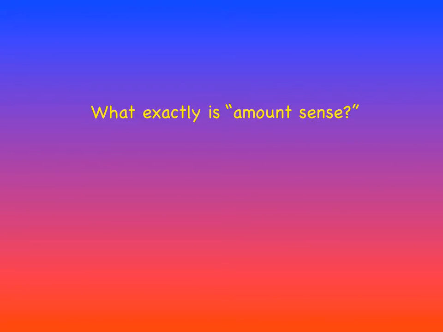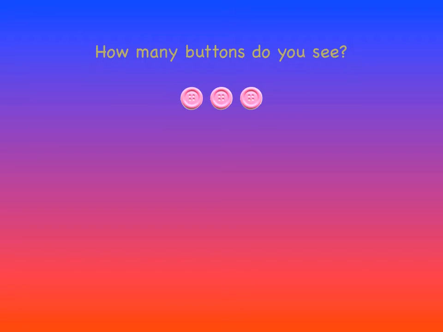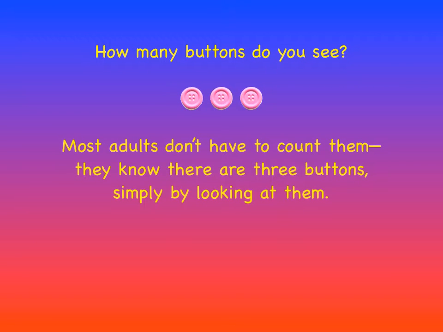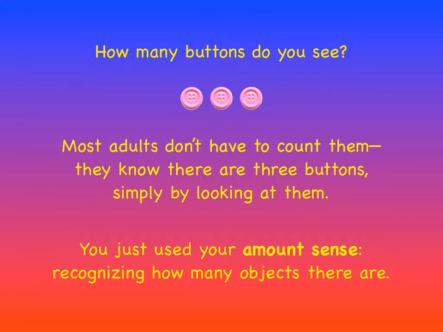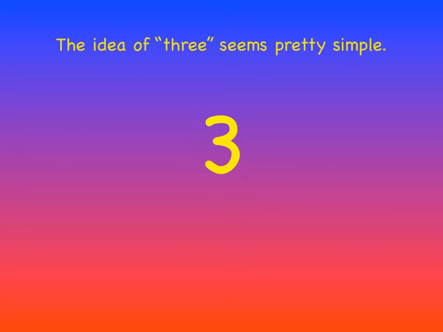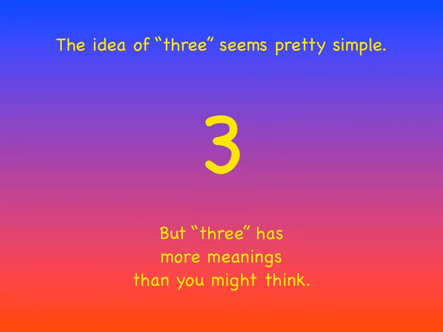What exactly is amount sense? Well, let's look at some examples. How many buttons do you see? Most adults don't have to count them. They know there are 3 buttons simply by looking at them. You just used your amount sense, recognizing how many objects there are. 3. Well, the idea of 3 seems pretty simple, but 3 has more meanings than you might think.